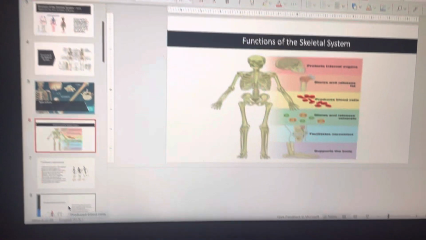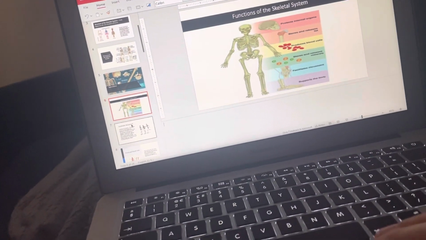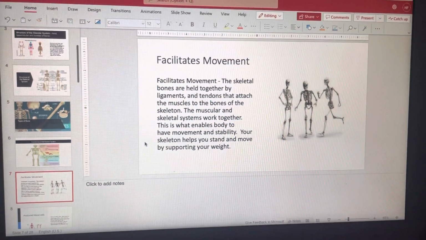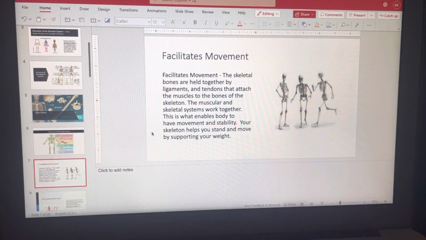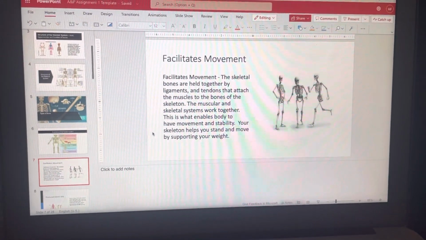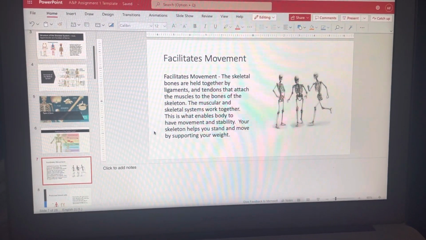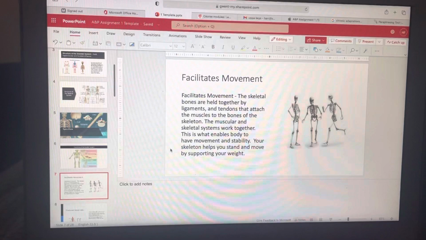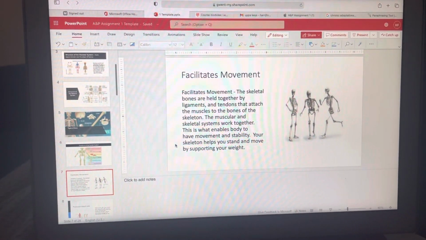Moving on to the 5 functions of the skeletal system. So, first one, facilitates movement. The skeletal bones are held together by ligaments and tendons that attach the muscles to the bones of the skeleton. The muscular and skeletal systems work together. This is what enables your body to have movement and stability. Your skeleton helps you to stand and move by supporting your weight.